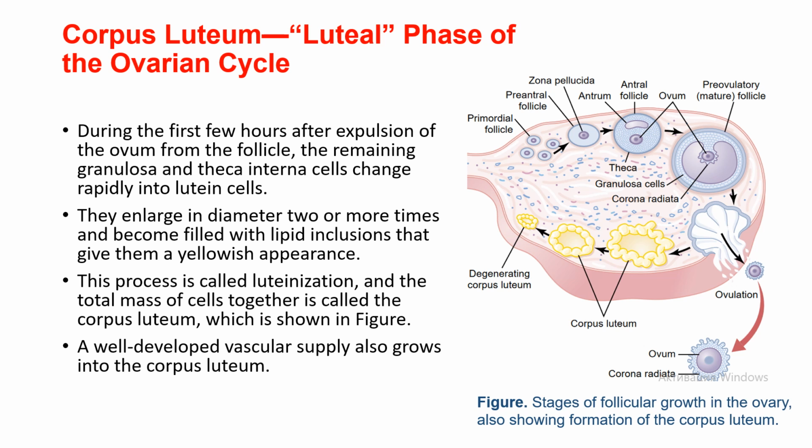This process is called luteinization, and the total mass of cells together is called the corpus luteum, which is shown in the figure. A well-developed vascular supply also grows into the corpus luteum. Figure. Stages of follicular growth in the ovary, also showing formation of the corpus luteum.